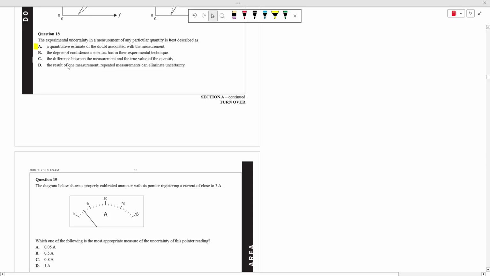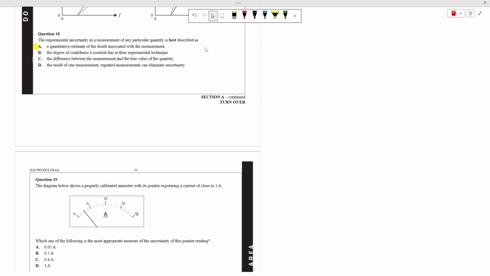No. The result of one measurement, repeated measurements can eliminate uncertainty. Okay, so I'm going to stick with A. So it's a quantitative estimate of the doubt associated with the measurement. And that sort of best describes the definition of uncertainty when we're talking about measuring devices and how we allocate uncertainty based on, I won't say precision, I'll say what the resolution of our measuring device is, right?